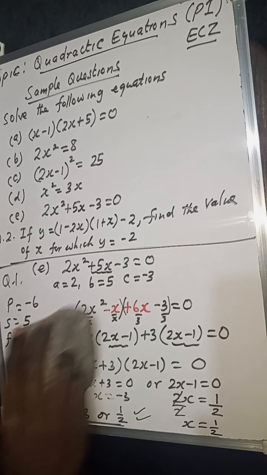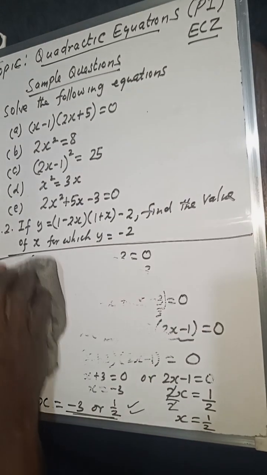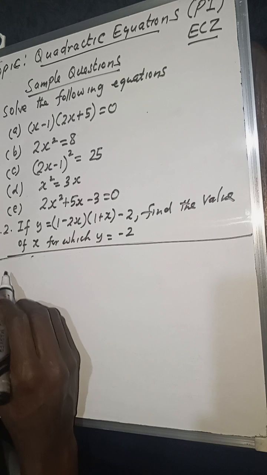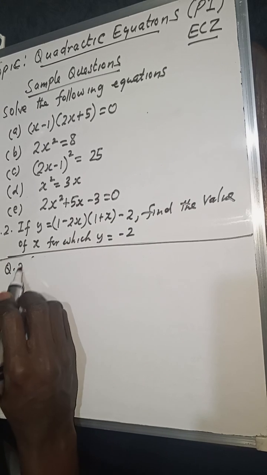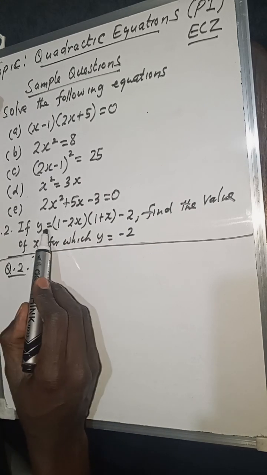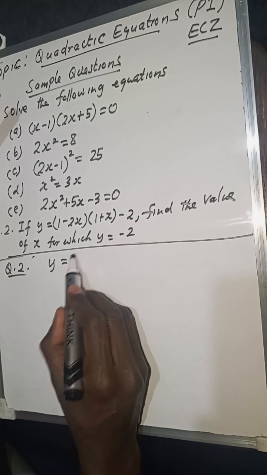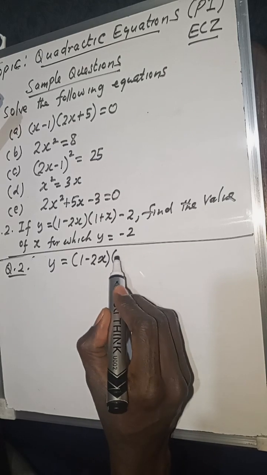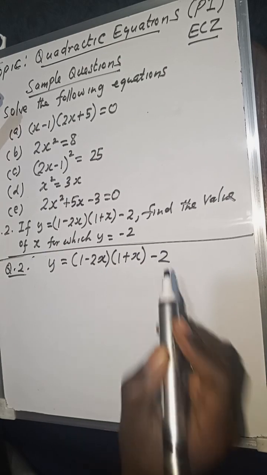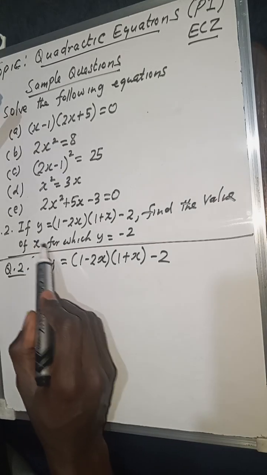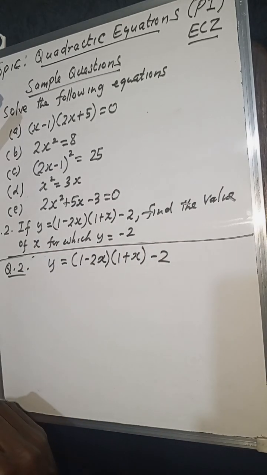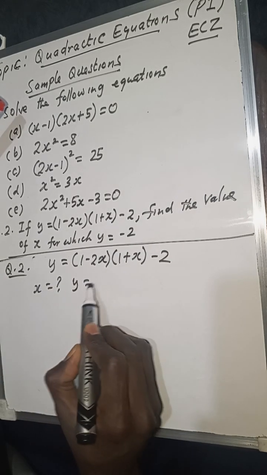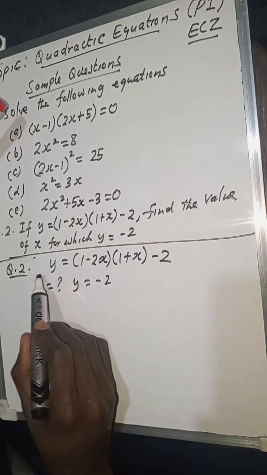All right, let's conclude with our last question, question number 2 under quadratic equations. These are simple, you just need more practice. It says if y is equal to 1 minus 2x, times 1 plus x in the other bracket, minus 2, find the values of x for which y is negative 2. So they want you to find values of x when y is negative 2. So we're just going to replace there.